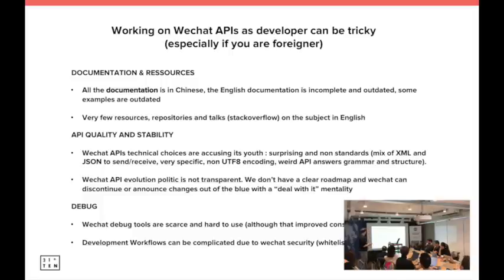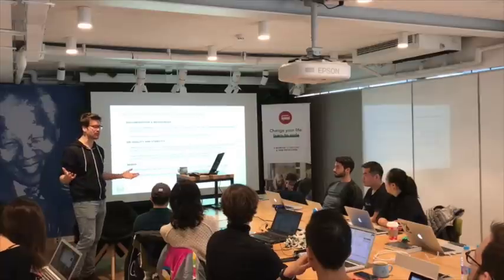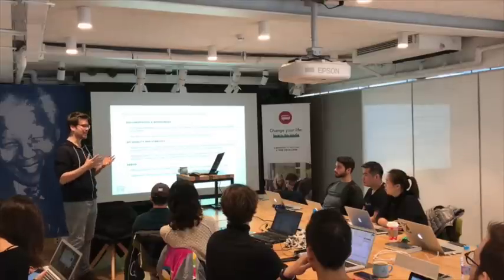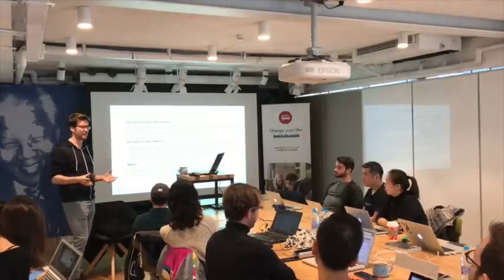First thing. The second thing is the API quality and stability. The WeChat API developer tools are not that good. The first problem is the technical choices they made, which complicate development. The developers of WeChat started, I think, in 2013, so not that long ago from a developer standpoint. And when they started providing these services, they provided them to 1.3 billion people.